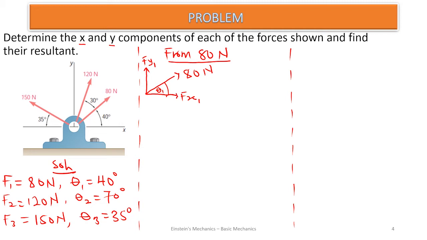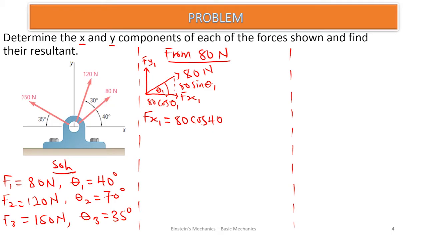So this single force of 80 can be resolved on the x and can be resolved on the y. And we know that if we are going to resolve this onto the x, that will be the force, which is 80 cos theta 1. And on the vertical, that will be 80 sine theta 1. So our Fx1, force resolved on the x, is going to be 80 cos theta 1, which is theta 1, 40.